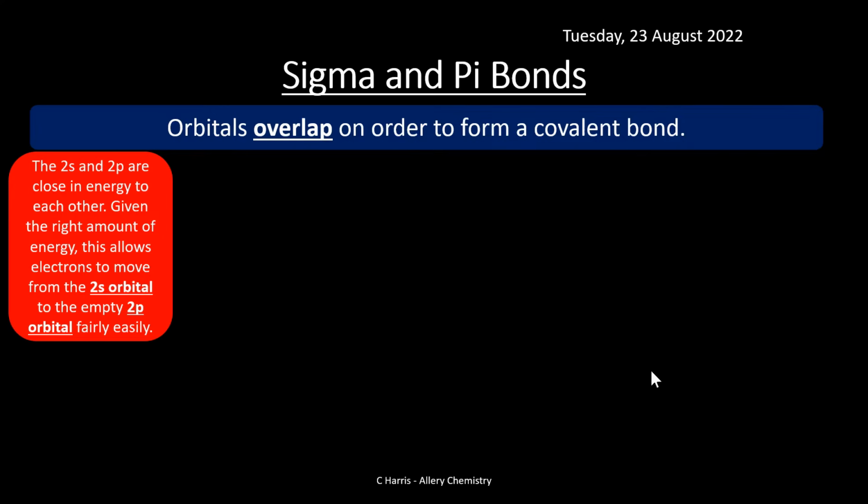Now the s and the p are quite close in energy, and that gives this unique feature in terms of what they can do for bonding. So given the right amount of energy, this allows electrons to move from the 2s to empty 2p orbitals quite easily. I'm going to use an analogy: it's a bit like a double-decker bus. You've got people sitting on the bottom layer and people sitting on the top layer. It doesn't really take that much effort to go from downstairs to upstairs in a bus.